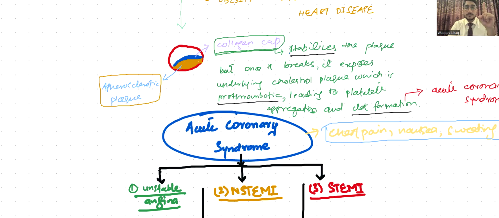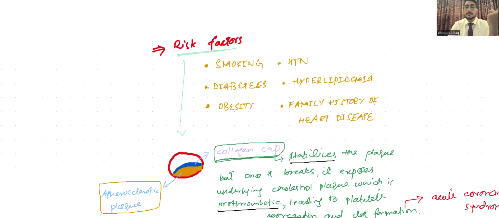So first, look at the age of the patient. That's very important, and try to see one of these risk factors. They are smoking, hypertension, diabetes, hyperlipidemia, obesity, family history of heart disease. A patient can have two or more risk factors, so that patient will have a multiple-fold increase in risk of acute coronary syndrome. So you look for the risk factors, and then you have these symptoms.